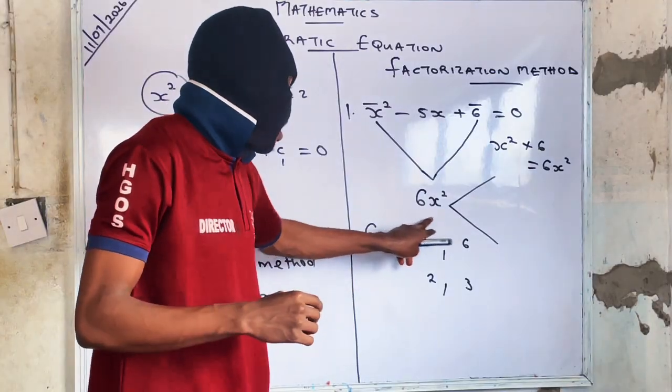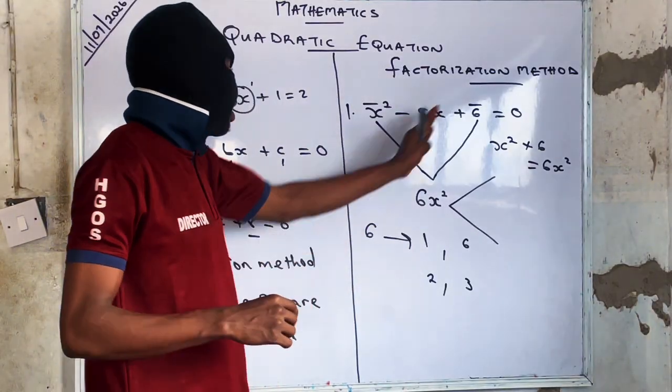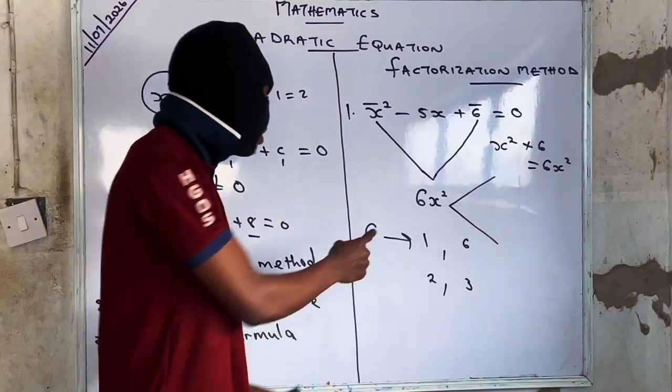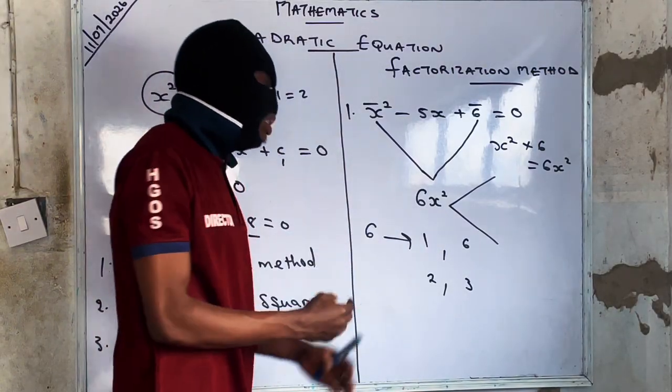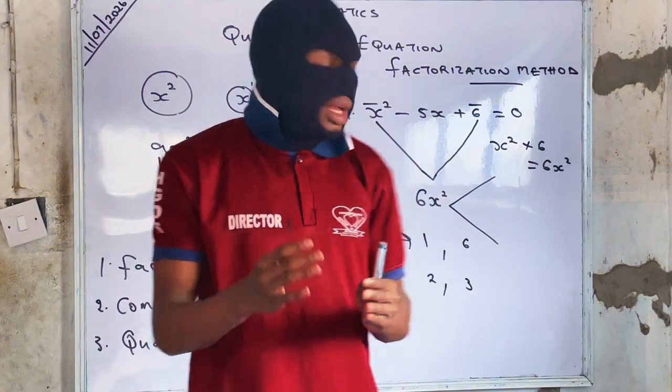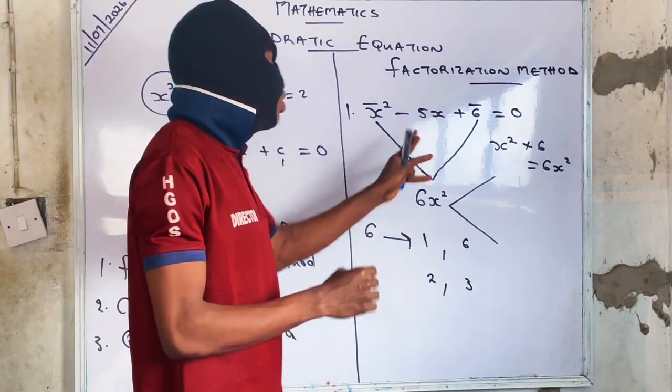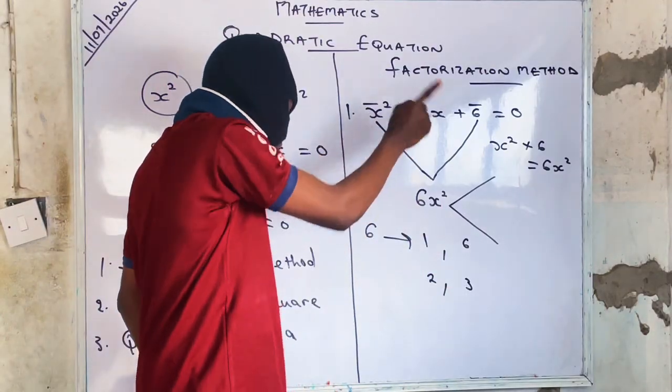You know you have already multiplied the first term and the last term. You have gotten 6x squared. Now you are looking for 2 factors of this number here, which is 6, which you are going to multiply together and get 6, and you are going to sum them together. You are going to get minus 5.